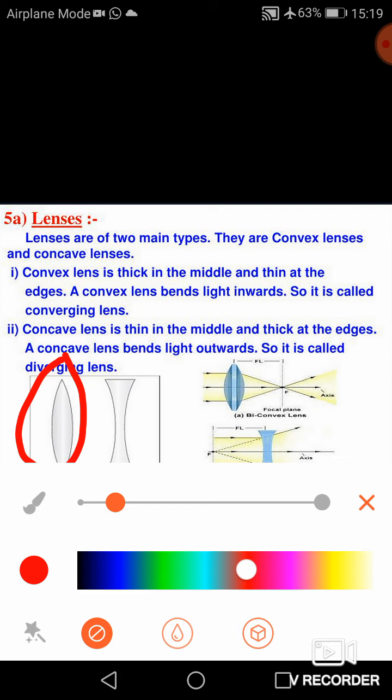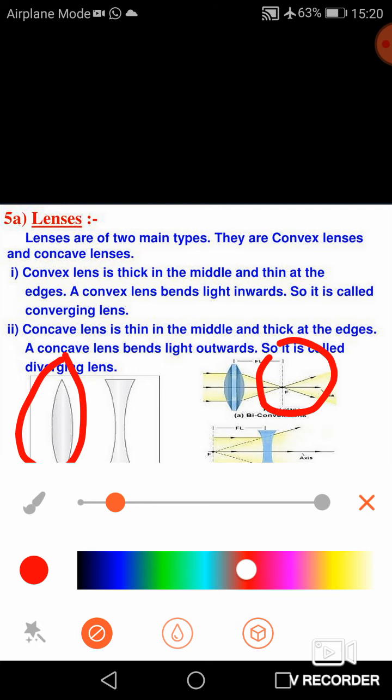Why it is called converging lens? Because when a parallel beam of light passes through a convex lens, it bends inwards to meet at one point on the principal axis. So all the light rays appear to meet at a point which is called focus of the convex lens. That's why it is called a converging lens.